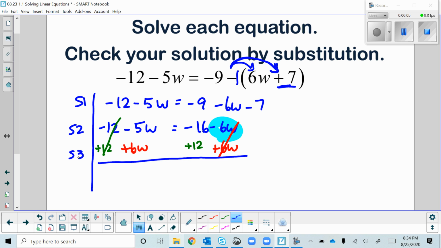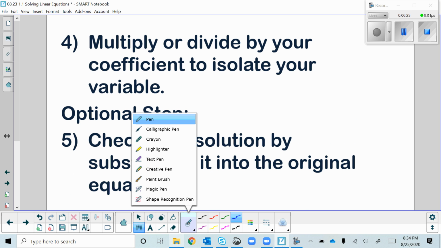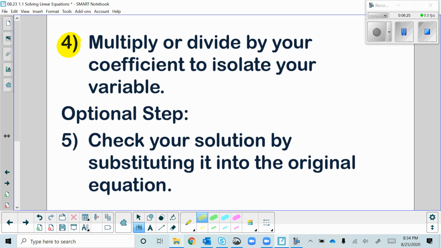Step 3. And now on the left-hand side, I have -5W plus 6W, which is just a positive 1W. And -16 plus 12 is -4. And step 4, if you look at that real fast, says to multiply or divide by your coefficient to isolate your variable. We don't have to do that because our variable ended up just being W.